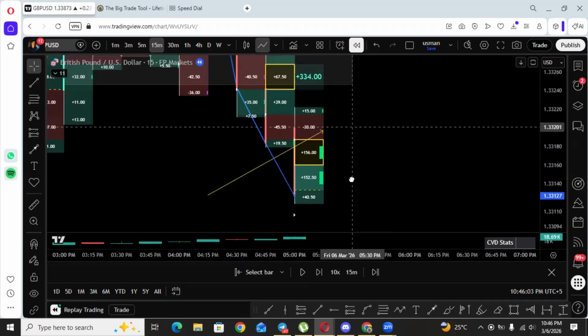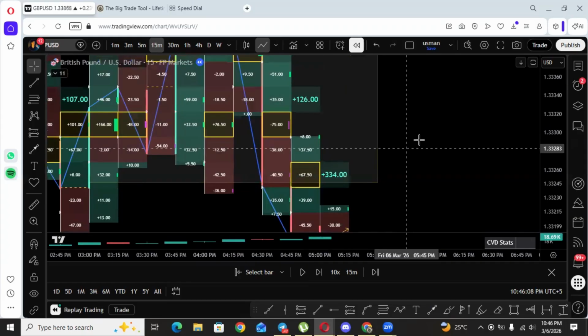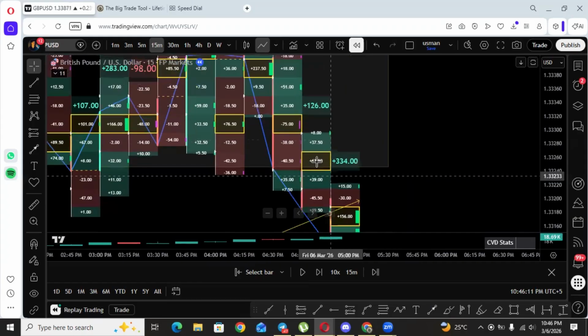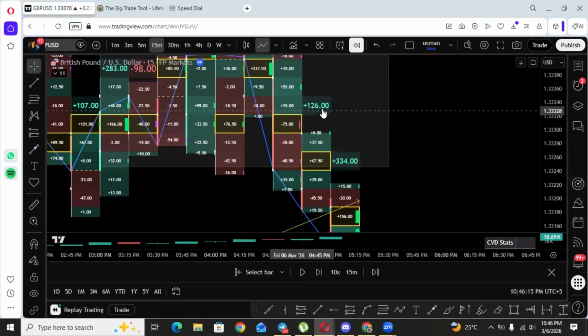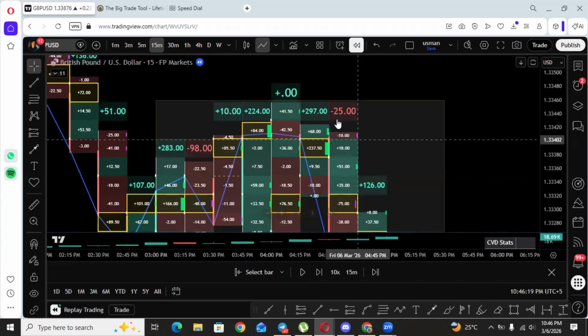And what else can you see here? The delta. What was the delta of the previous candle? If they are strong sell candles, the delta should be negative, but the delta is positive at this point. What was the delta? This was a strong sell candle. Delta was negative 25.